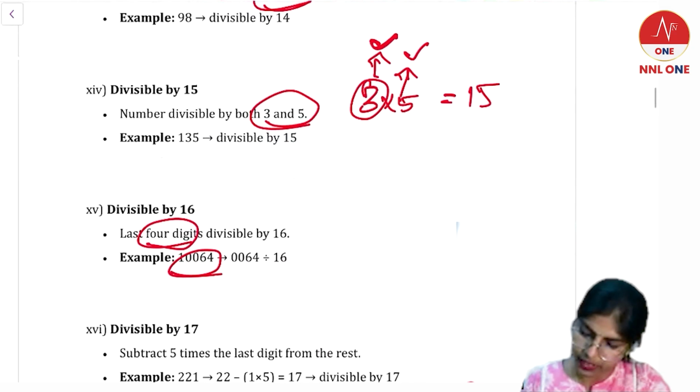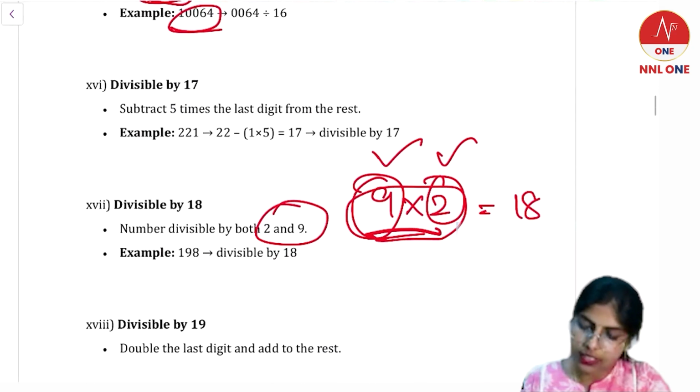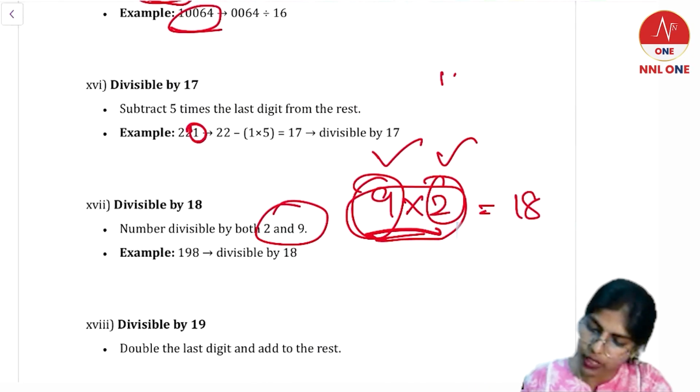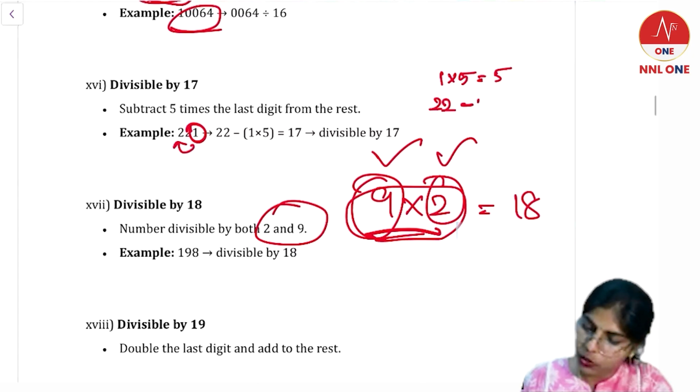Okay. Next is the divisibility rule of 17. For the divisibility rule of 17, we have to subtract 5 times the last digit from the rest, or we can multiply the last digit by 5 and subtract it from the remaining number. So the last digit is 1. 1 into 5 is 5. Now we subtract it from the remaining number. The remaining number is 22. 22 minus 5 is 17.